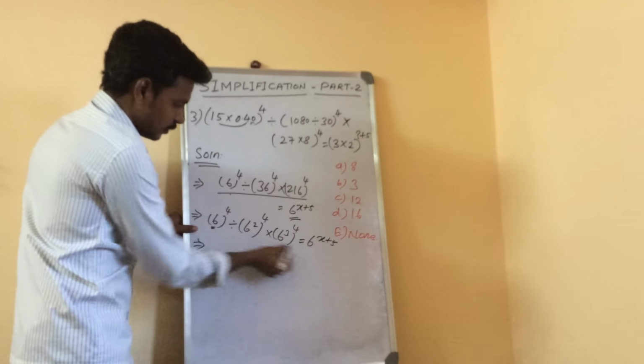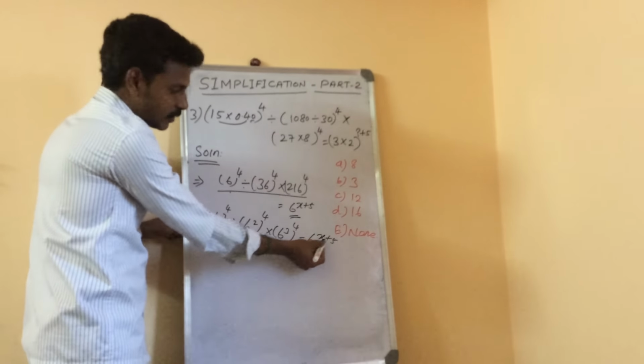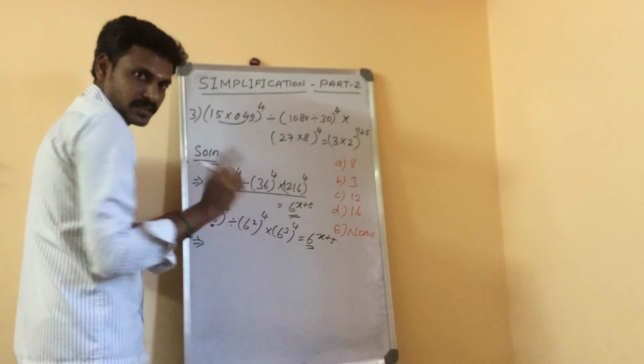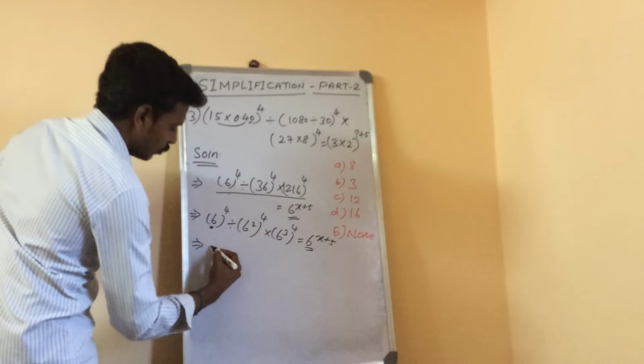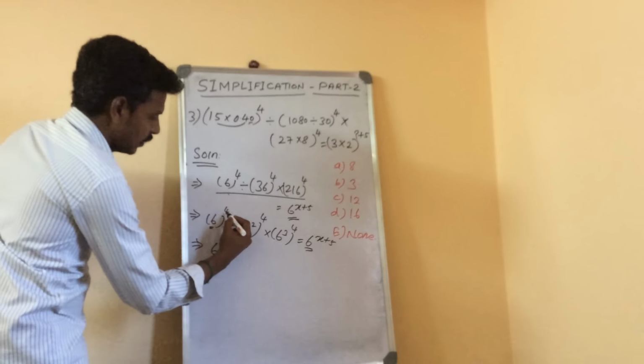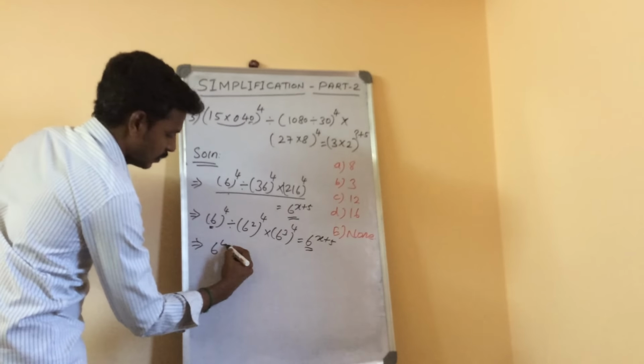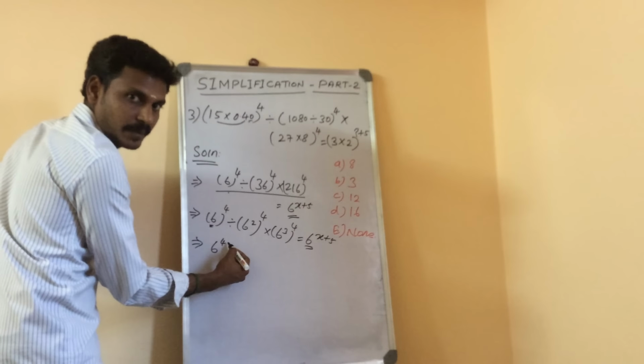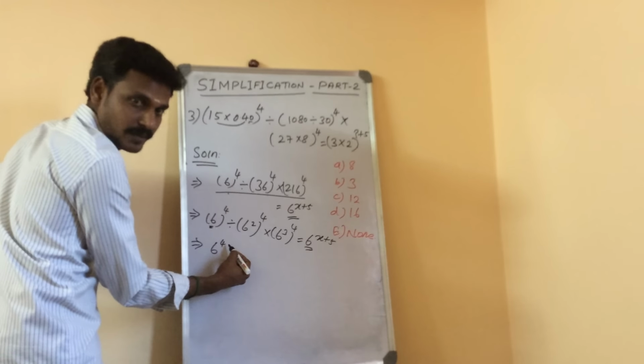See, the right hand side also 6 power, the left hand side also 6 power. So we need to conclude the same only one value, okay, right? So 6 power, here will be the 4, right? 4. If it is divided, it means you have to subtract the power value, right?